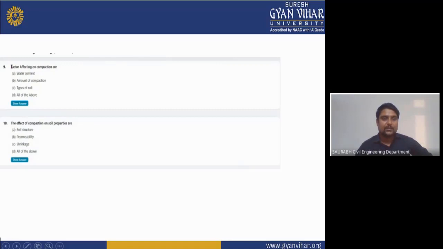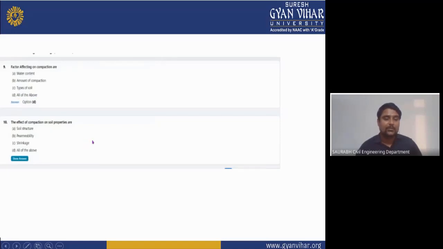Come to the next question. Factors affecting compaction are: water content, amount of compaction, types of soil, and all of the above. It is asking which factor can affect the compaction of a soil. As we know, water content can affect compaction, the amount of compaction can easily affect your soil, and types of soil will affect your soil. So the right answer will be all of the above. D will be your right answer here.